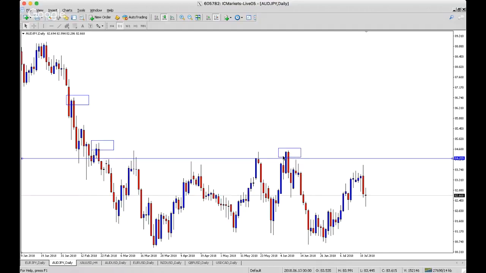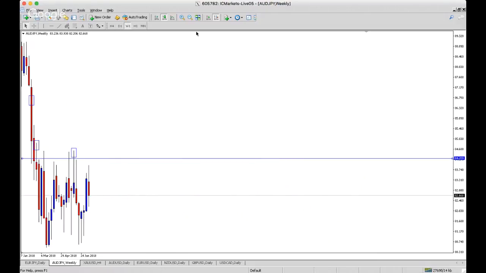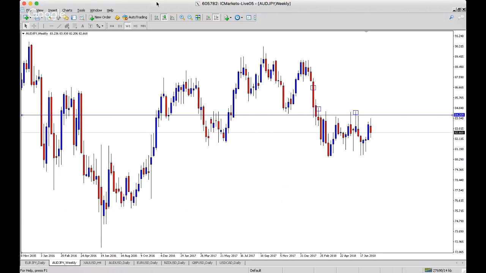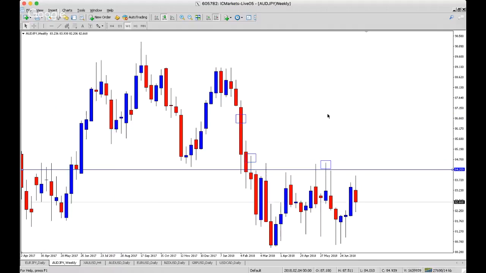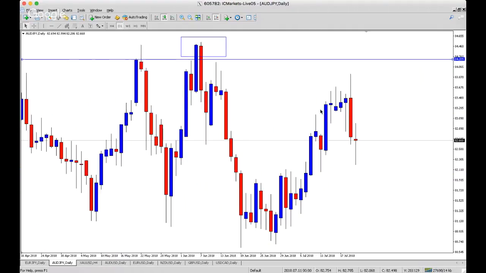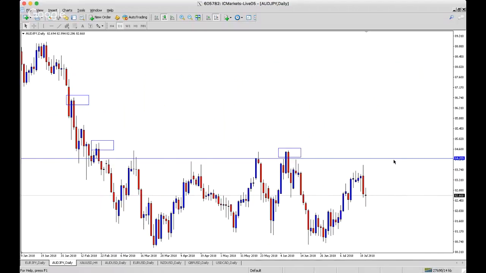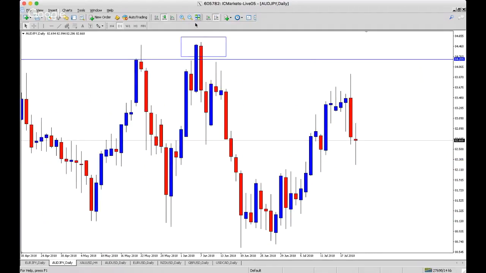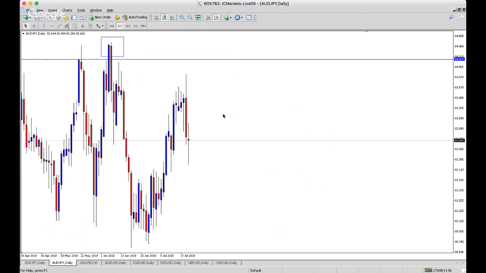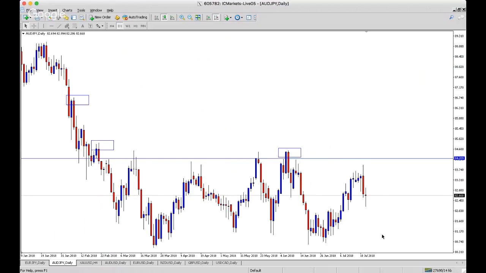So this level is not relevant. We are going to see a false break in the weekly, so this level is not relevant. We know that this other level is relevant because that is the last time this pair made a new high. And now we have a bearish engulfing setup here. Bearish engulfing. I mean, the sellers are inside the market.